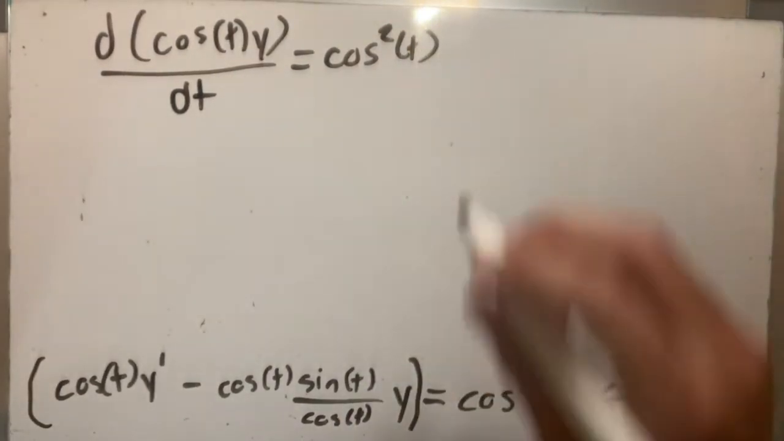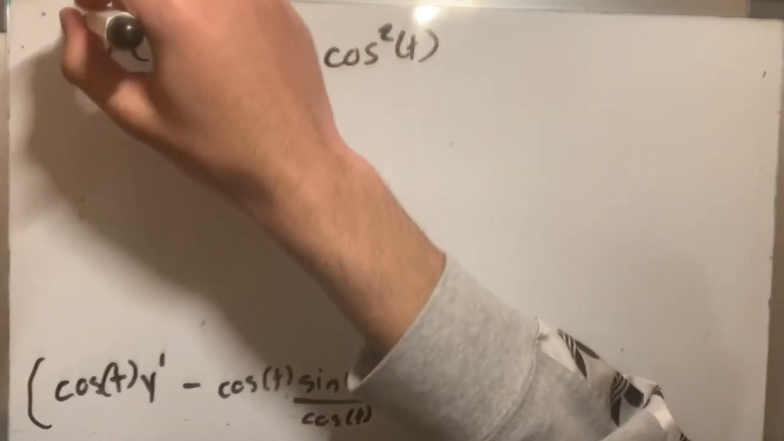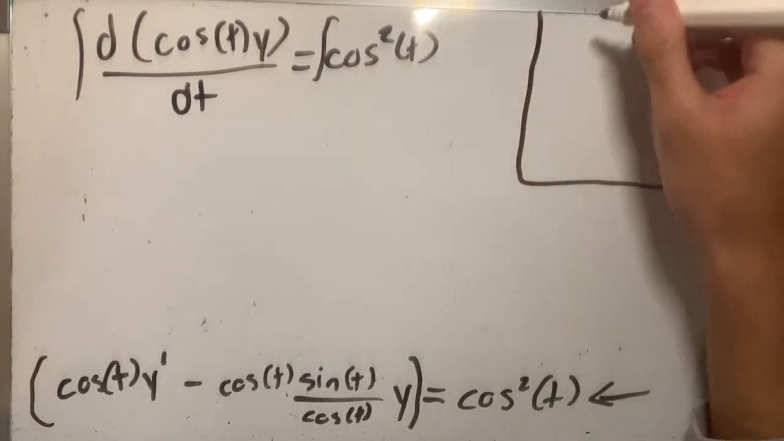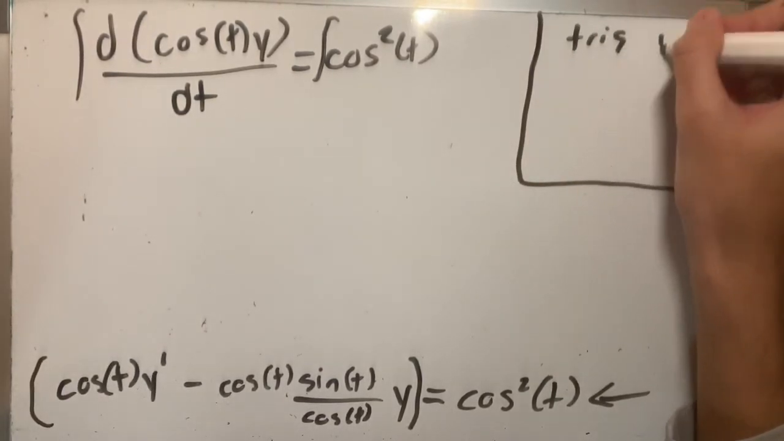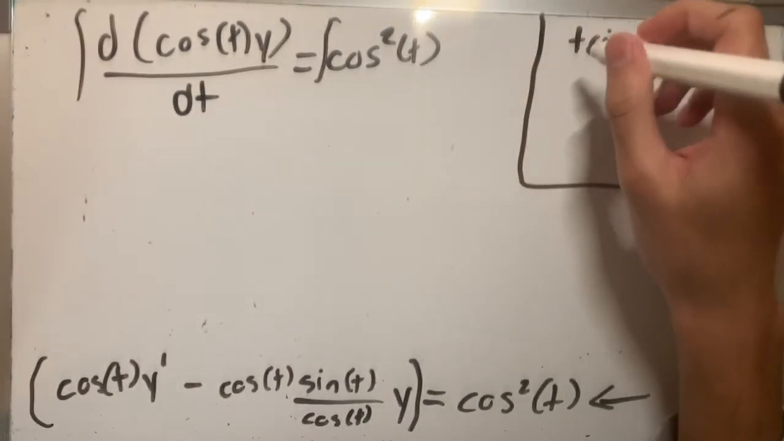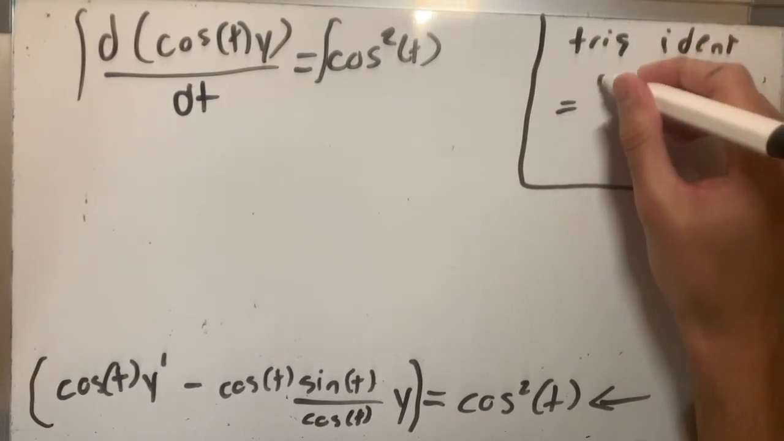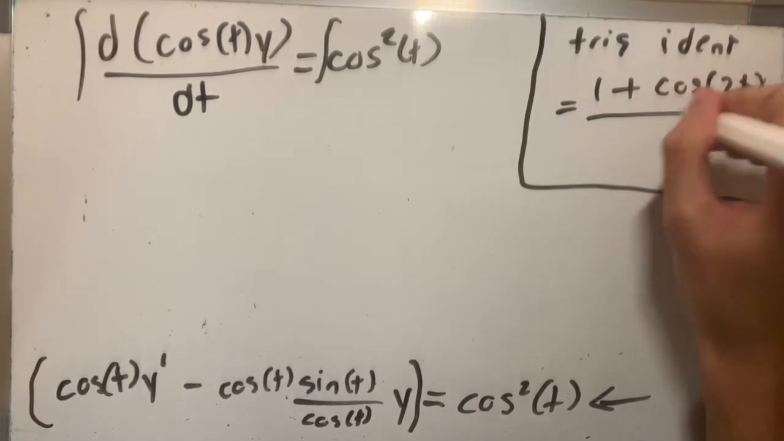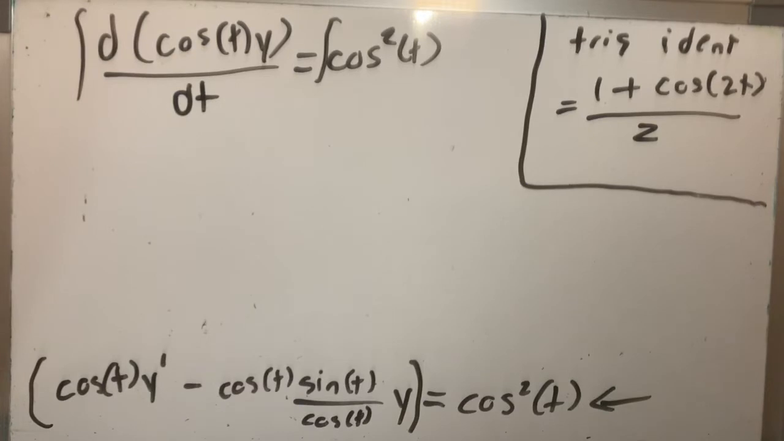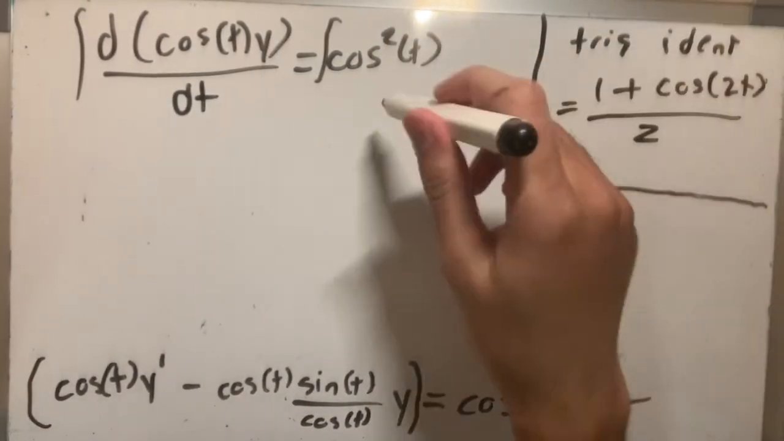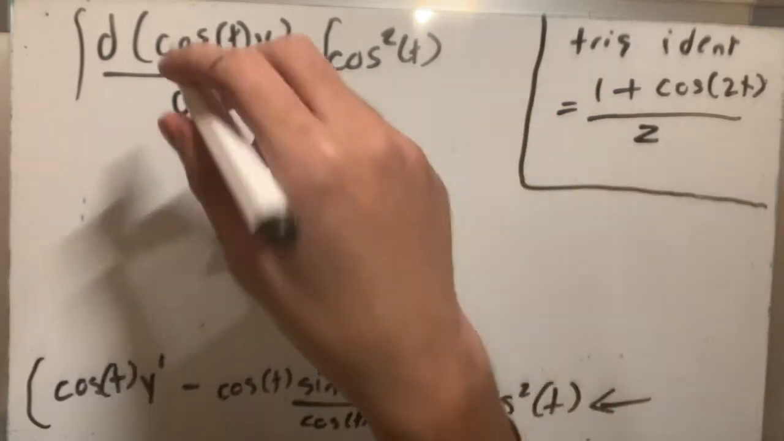Now in order to finish this differential equation, we find the integral of both sides. The only way we can do this is by knowing our trig identities. In this scenario, there is a trig identity for cos squared t, and it is actually equal to 1 plus cos 2t all over 2. That is the trig identity for this equation, and you're going to have to know that in order to finish this differential equation.